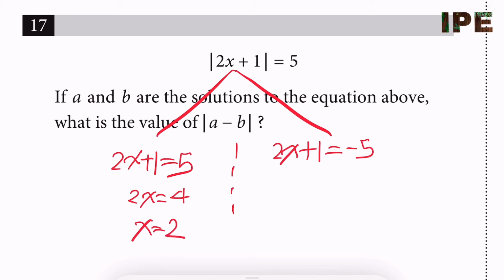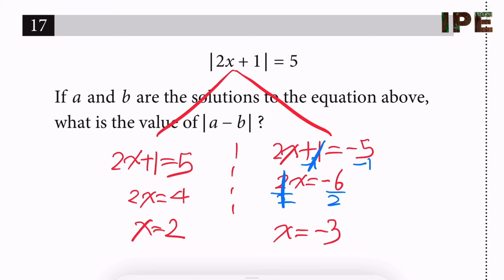Okay? From the second equation, what is 2x equals? That's negative 6, because I'm going to subtract 1 from both sides, right? Negative 5 minus 1 is negative 6. And then divide by 2 to isolate x. That will be negative 3. So the two solutions of this absolute value equation are 2 and negative 3.